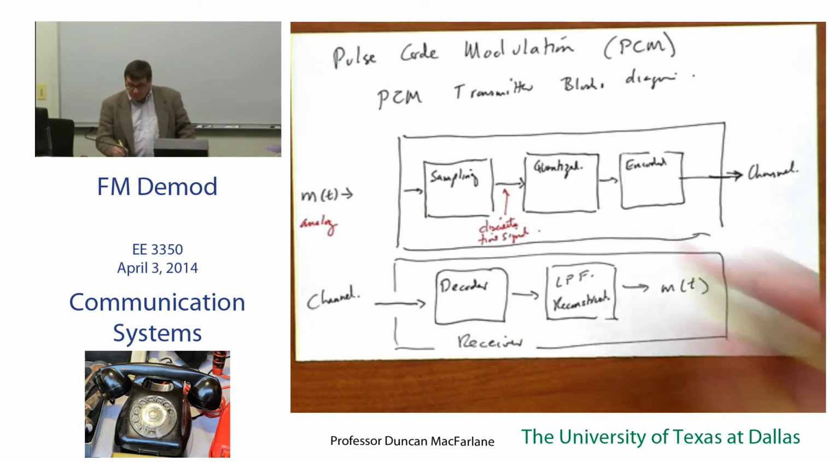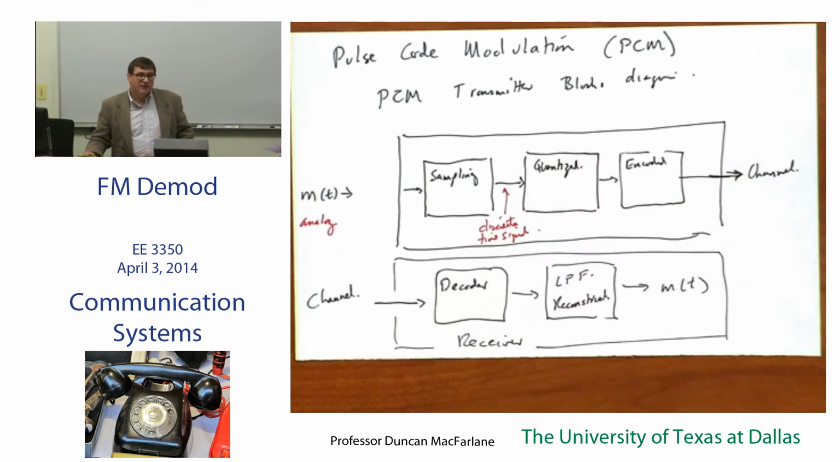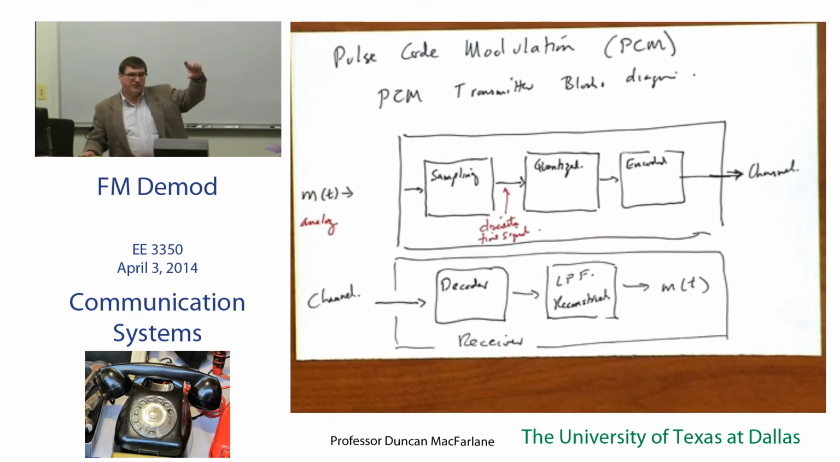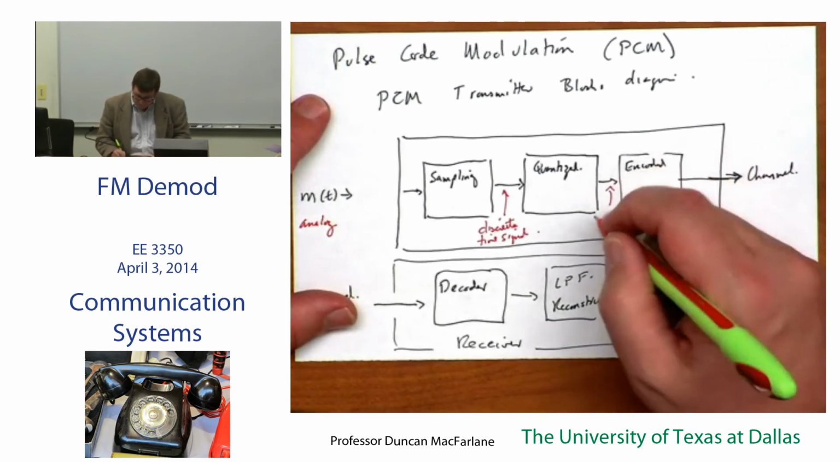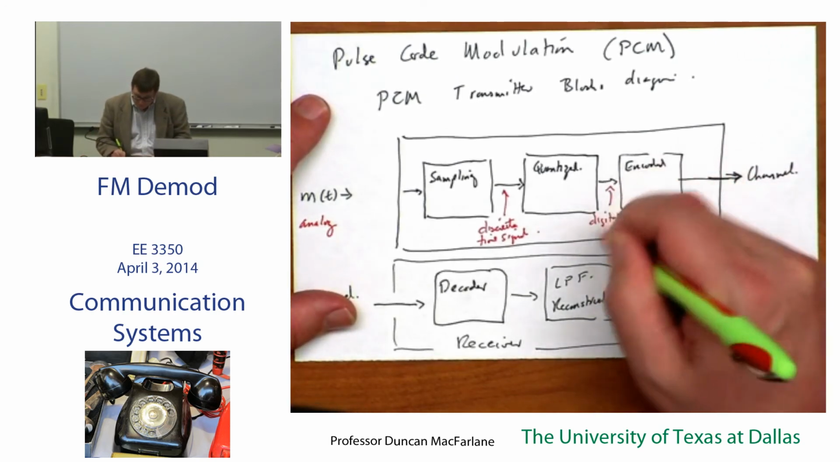Then what you do is you bin it. All the voltages between this range and this range are the same, and assigned a digital code. 11101 will handle all the voltages between 1.7 and 1.83. A bizarre, weird example. At that point, you have a digital signal.